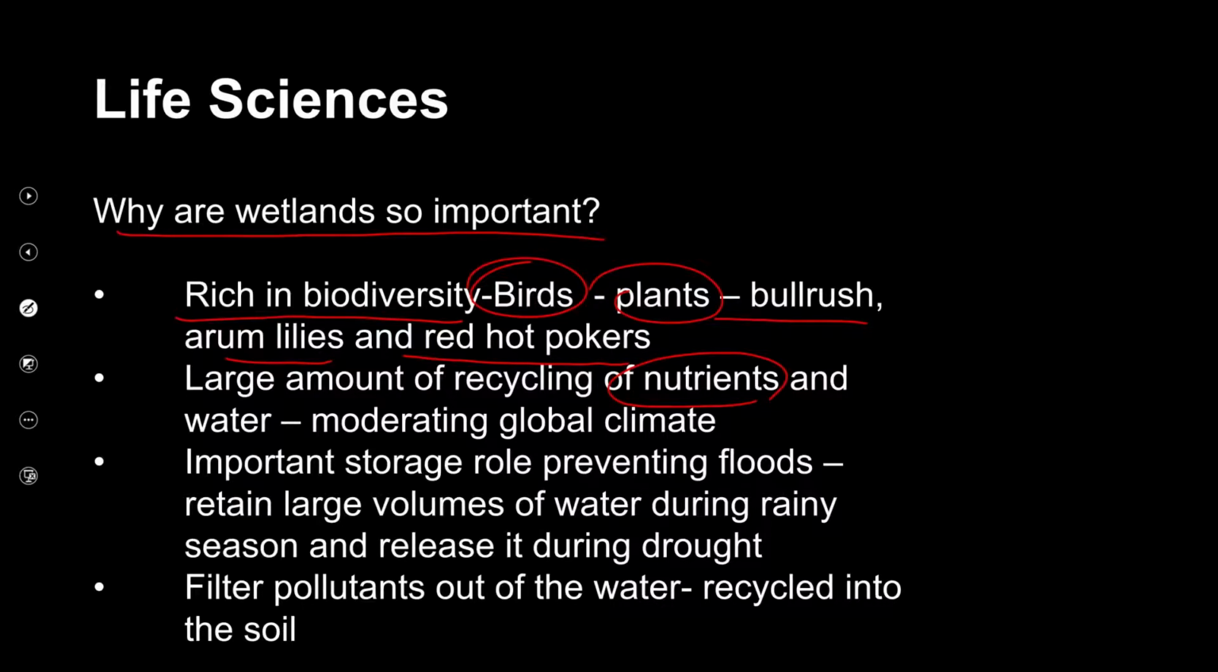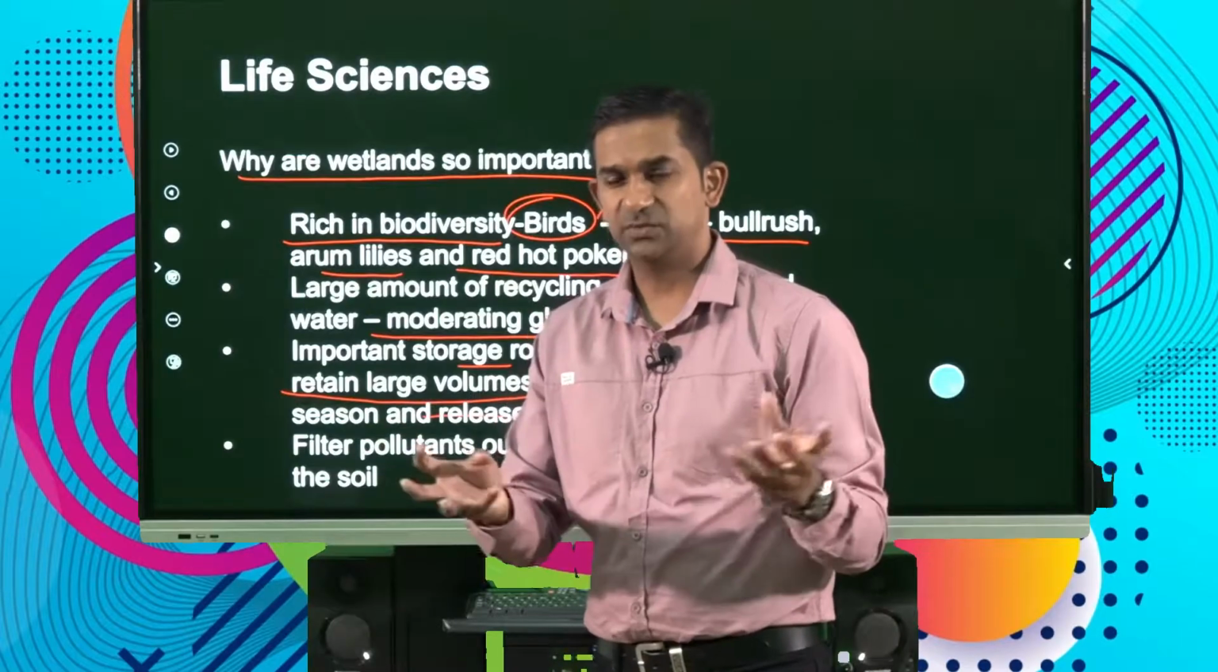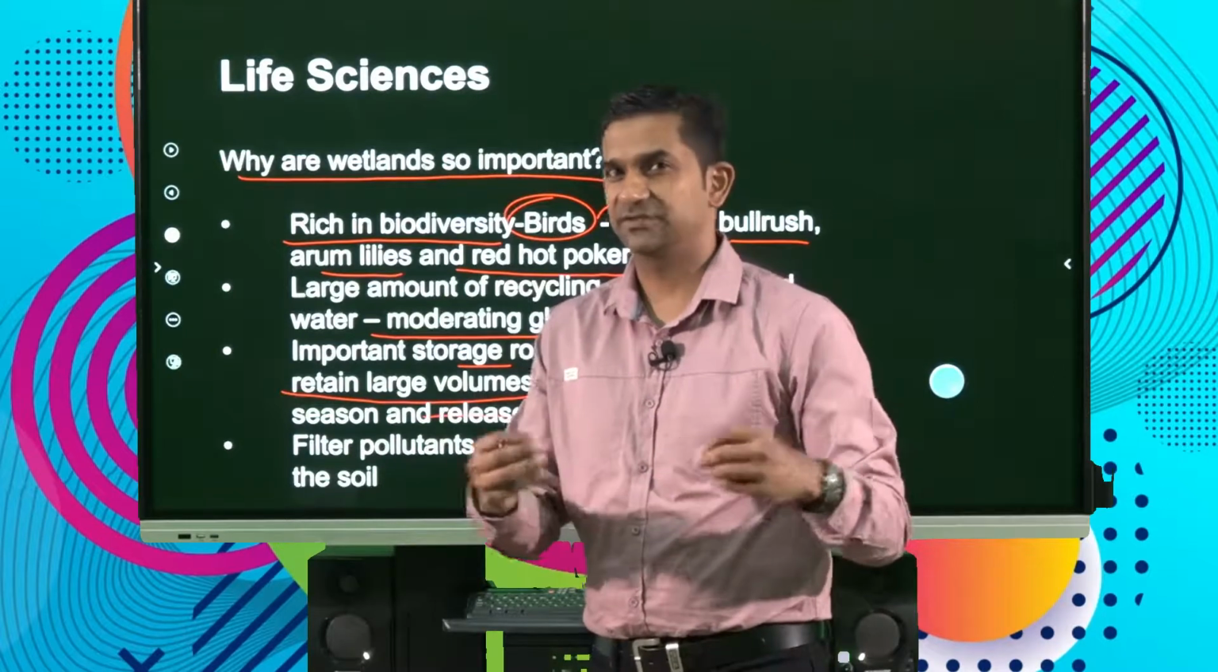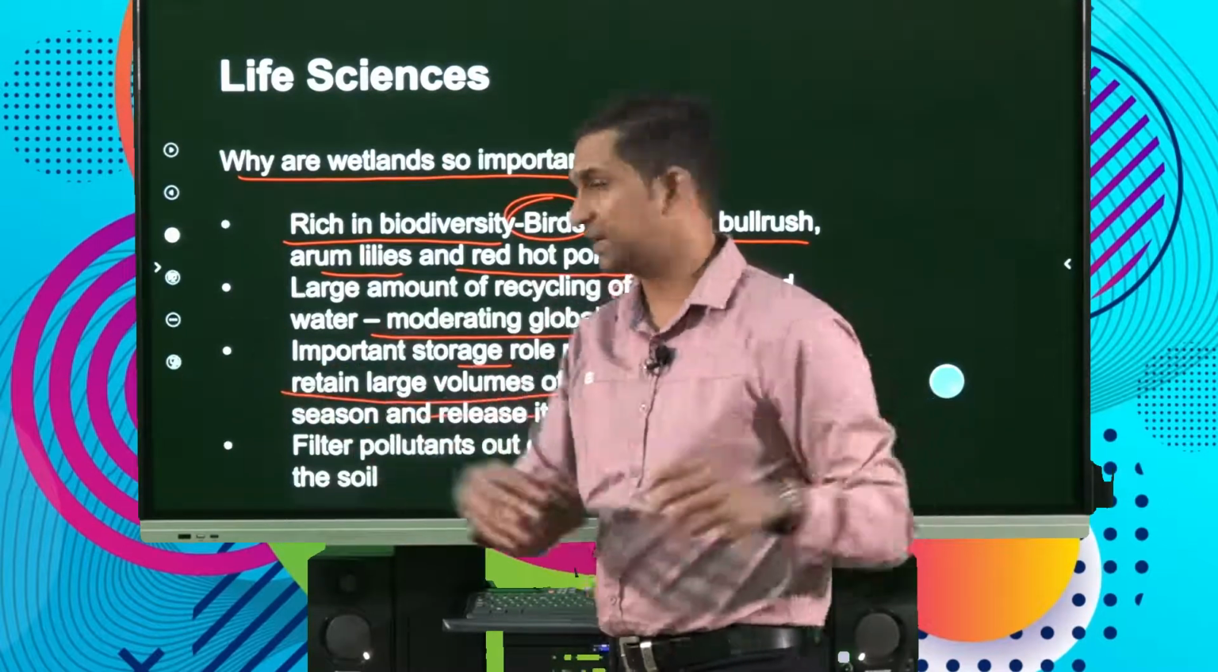They're important in moderating global climate temperatures and changes. They play an important role in preventing floods. They retain large volumes of water during rainy seasons and release them during the drought. As I mentioned, these are areas that soak up the water when we have floods. And when the rains have stopped, the water from these wetlands then filters out and serves as a source of water to the surrounding areas.